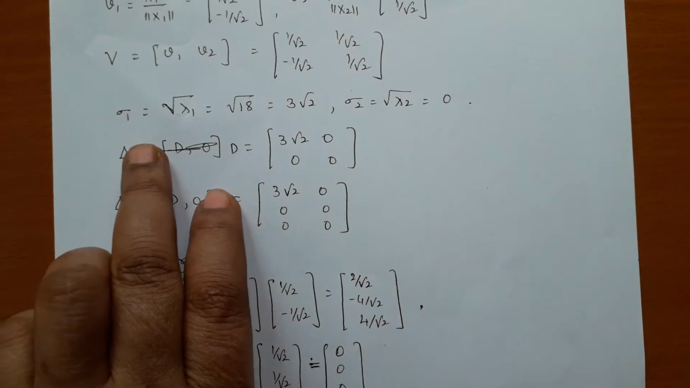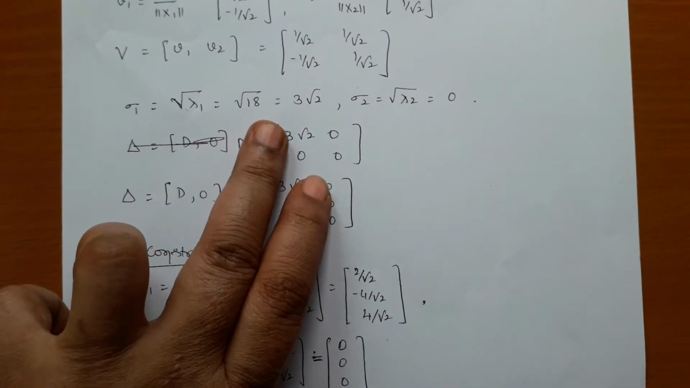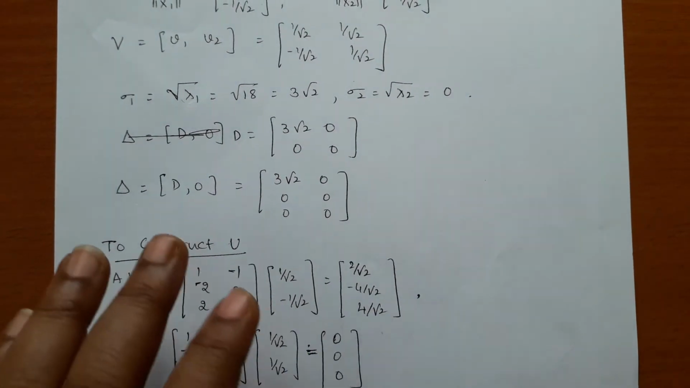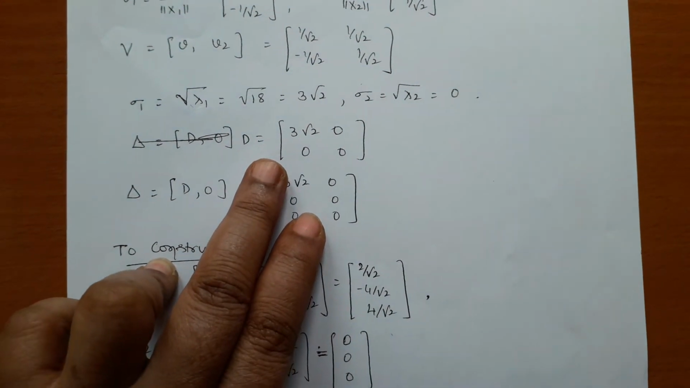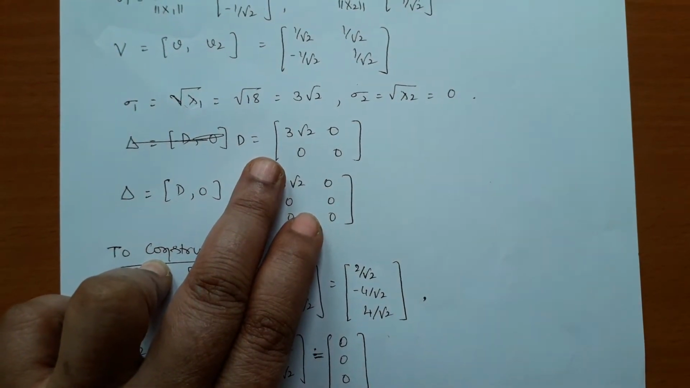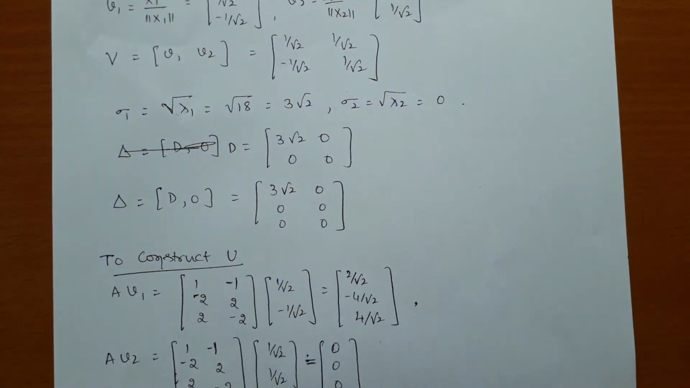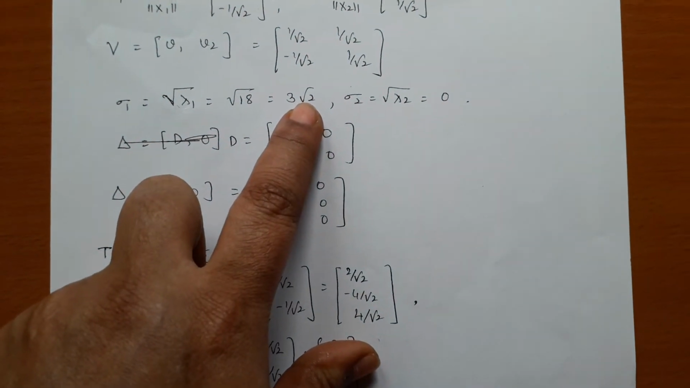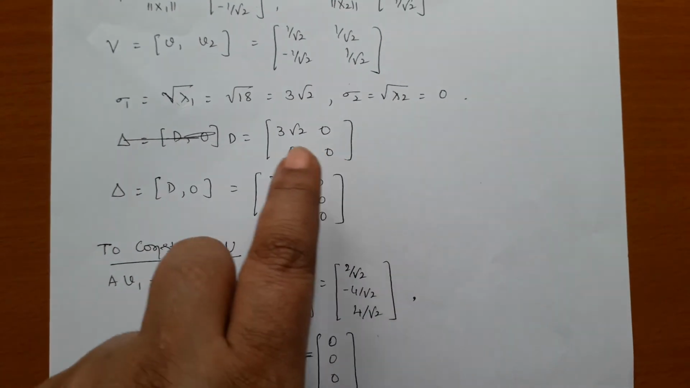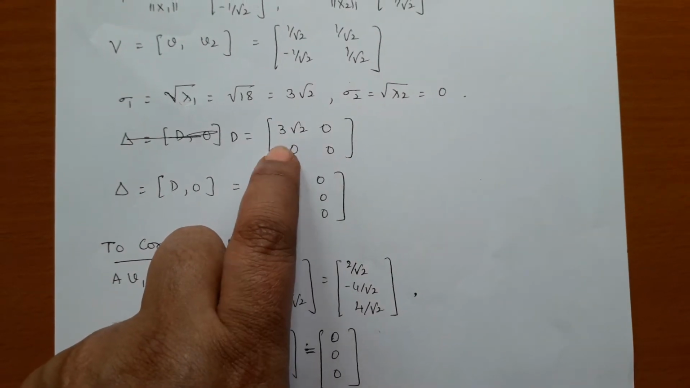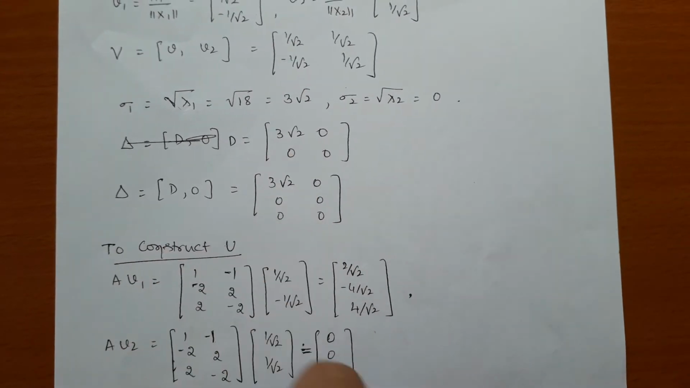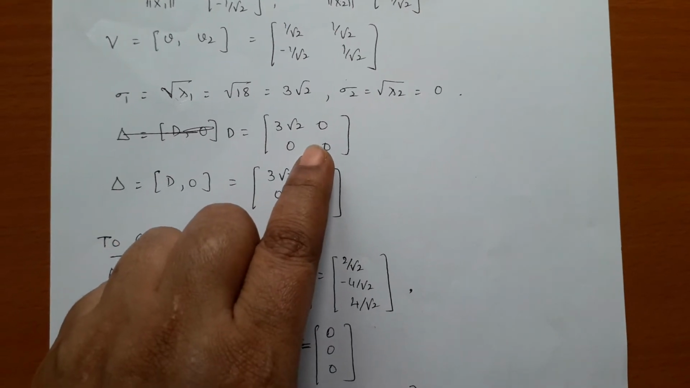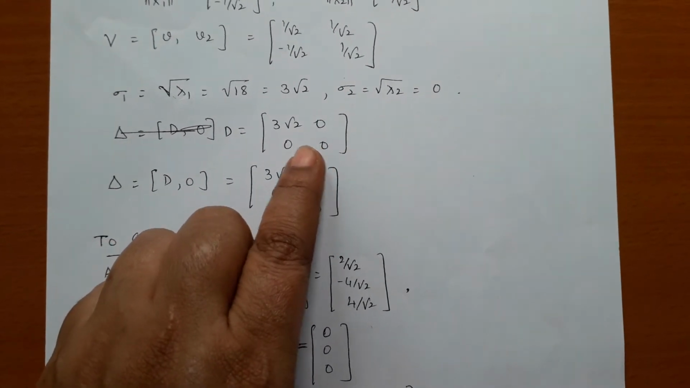Next is to find sigma 1 and sigma 2. Sigma 1 is root of lambda 1, sigma 2 is root of lambda 2. And then based on that you write the diagonal matrix. Keep in mind, in the diagonal you must take the non-zero singular values. This is the only non-zero singular value, but this is a 0. Therefore, 3 root 2 only I have to replace. Are you clear or not?